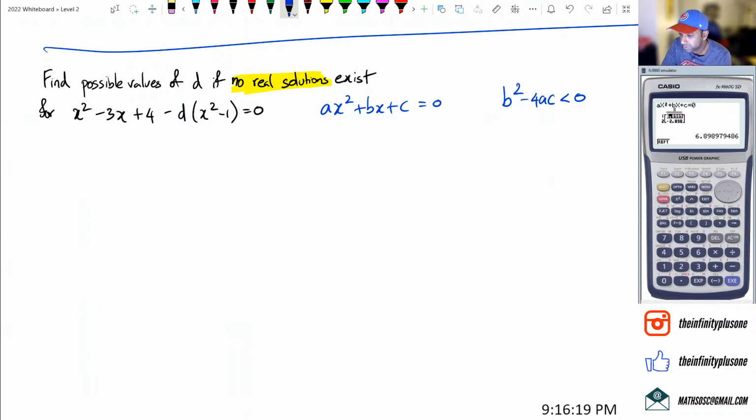Let's see if this actually works. x squared, no real solutions exist.